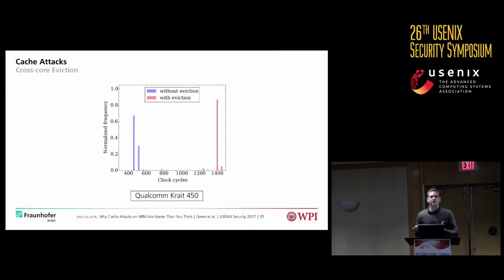Then in the red color, we see that all the reloads after this cross-core eviction has happened actually come from RAM, so they are slow. Whereas if B just does not do this eviction, we see that the accesses all of a sudden happen all from cache and are fast. This is what we want to have in an attack. We want to have this possibility to distinguish and to have this cross-core eviction.